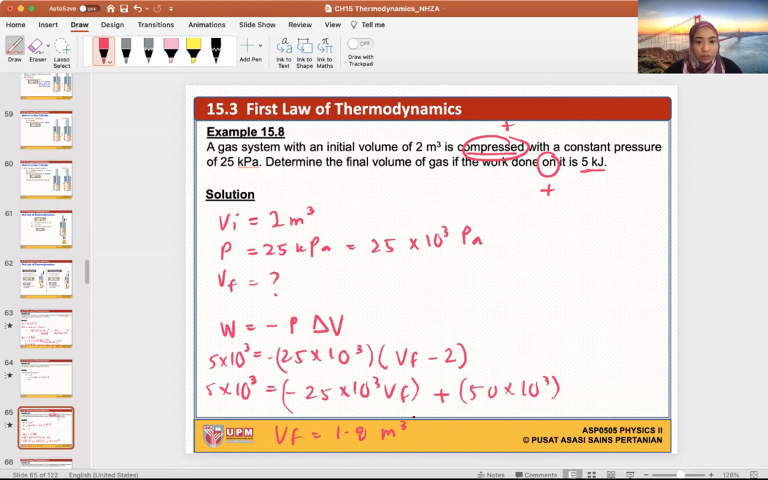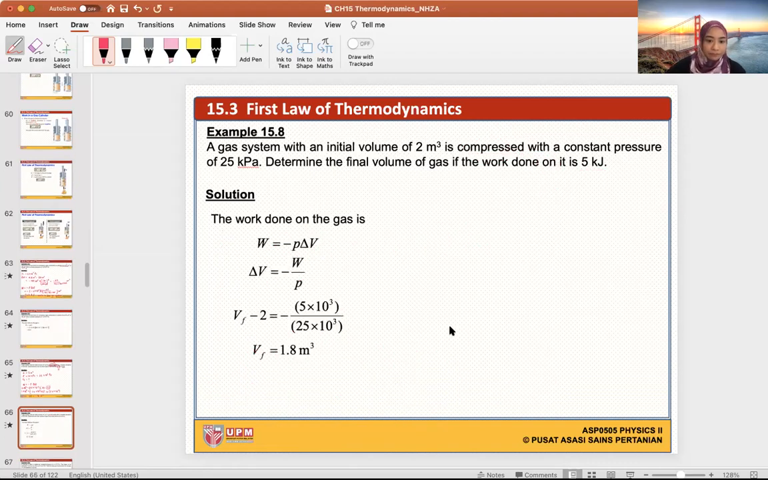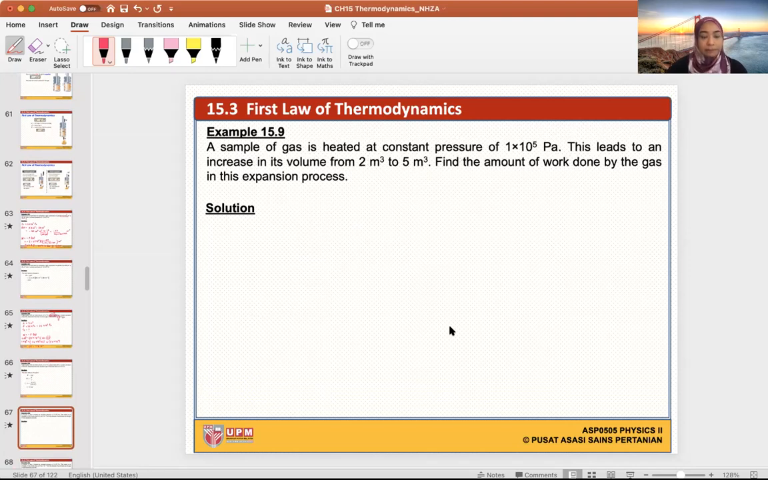And immediately I knew I did something wrong, because when we are compressing the gas, the final volume should be smaller. So when I looked at my answer, it immediately told me that I was doing something wrong. You should use that to check your answer. So always use your logic. This is 1.8, definitely smaller than 2. So that is the answer. Okay, moving on. If you have any questions, feel free to interrupt.